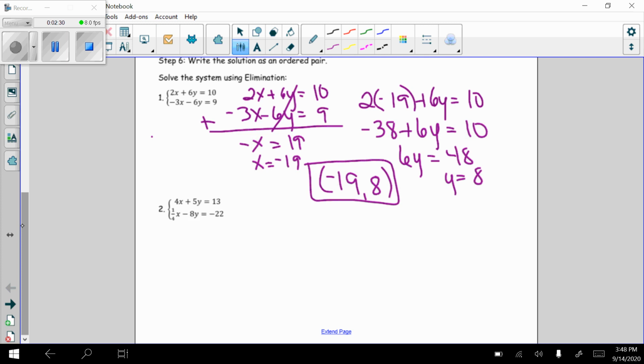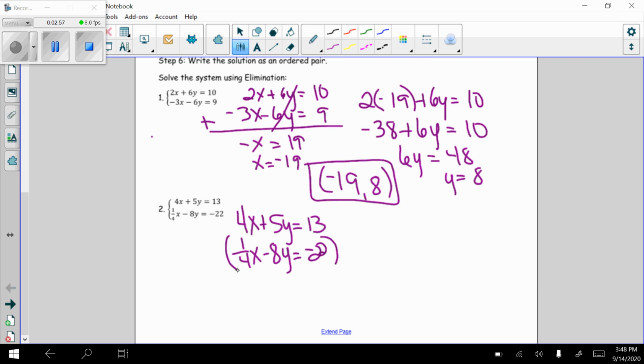So if I wanted to get rid of my y's, I would have to multiply both top and bottom equations by something. So let's look at the x's. I have a 4x and a 1/4 x. I could very easily turn the 1/4 x into a negative 4x. So that's what we're going to do. So the top equation, 4x plus 5y equals 13, is going to stay the same. I'm going to take 1/4 x minus 8y equals negative 22. This equation, if I multiply the entire thing by negative 16, then I'm going to get a negative 4x here.